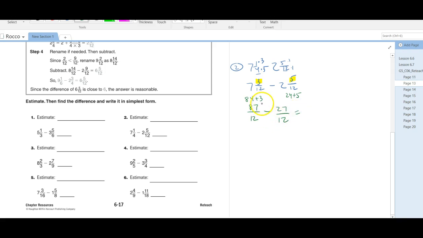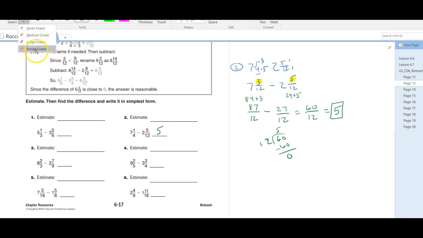Now, right away, 87 minus 27 is going to give me 60 over 12. And right away, think about it. What is 60 divided by 12 going to give me? If I put 60 in the box, 12 on the outside, 12 goes into 60 5 times. That gives me 60. I have a remainder of 0, so it's just going to be 5. Okay? So take the time, write that down, and I'm going to erase this.